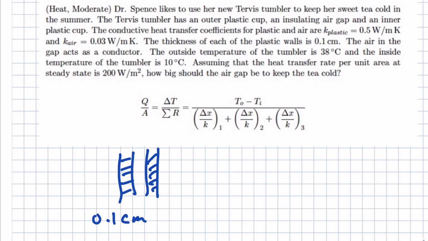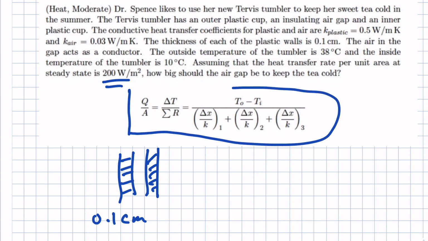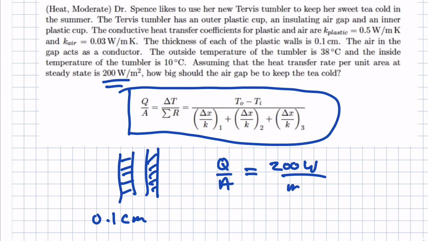Okay, so when you read through this, the question is going to be, how large should the air gap be to meet this specification for the heat transfer rate per unit area? The problem statement actually has the formula that we're looking at. It's the change in temperature divided by the sum of thermal resistances is equal to the heat flow per unit area. All right, so what we know here is that Q over A is 200 watts per square meter.